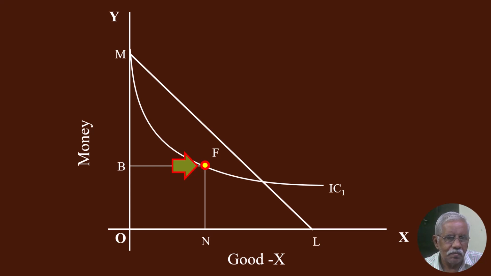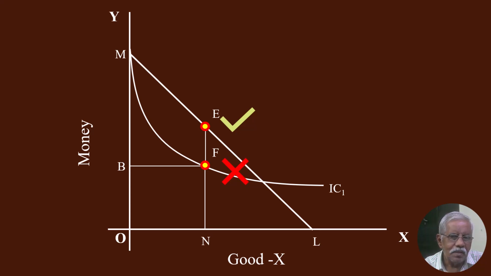We know the consumer wants to buy N units of good X by choosing combination F on indifference curve 1. But the consumer prefers to buy a combination on the budget line as against a combination which lies to the left of the budget line. Combination E on the budget line also contains N units of good X. Of the two, which combination will the consumer buy? Of course, combination E and not F.